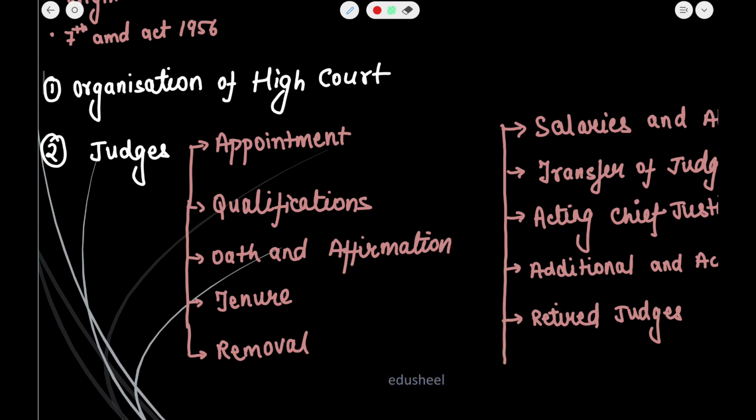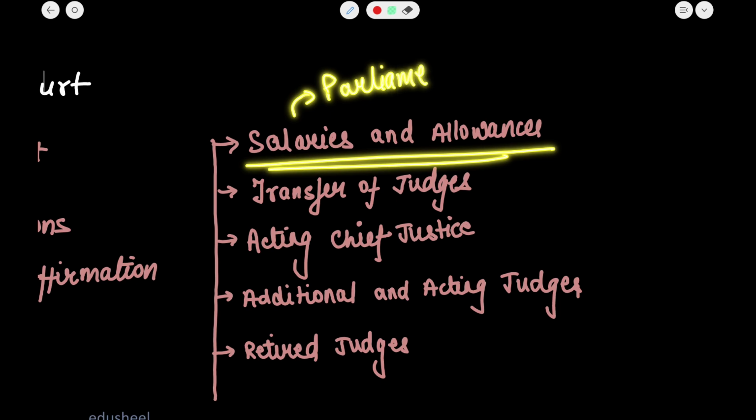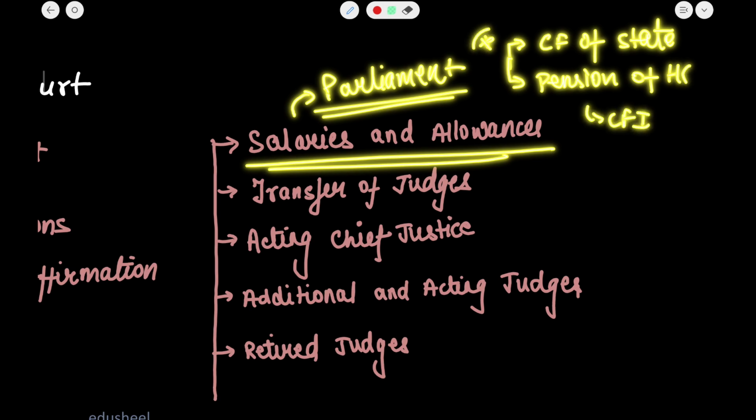Okay. Now next thing is about the salary and allowances. The salaries of the judges of the High Court are determined by the Parliament, and one important thing to note here is that the salaries of the judges of the High Court are charged on the Consolidated Fund of the state government. But the pension of the judges of High Court is charged on the Consolidated Fund of India. This important difference you need to remember.